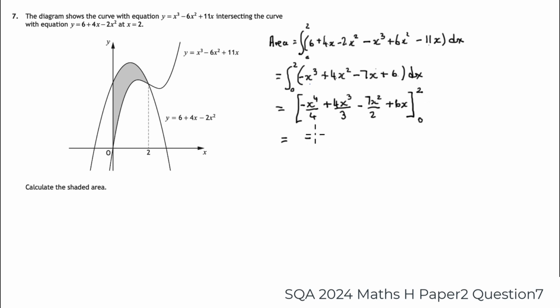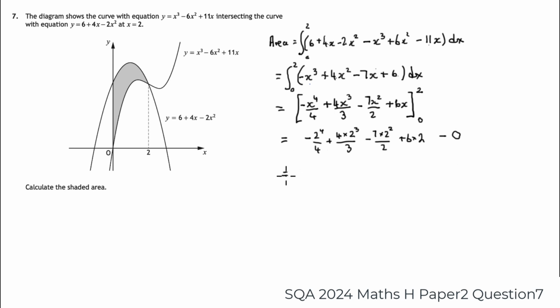So we get minus 2 to the 4 over 4 plus 4 times 2 cubed over 3 minus 7 times 2 squared over 2 plus 6 times 2. And there's a minus 0. Maybe we should just put in the 0 at the end just to show that we know what we're doing.